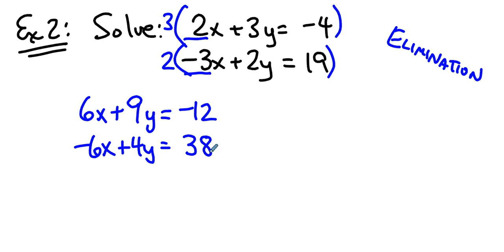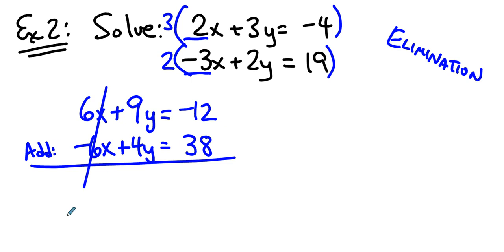But what's the advantage here? Well, if we add straight down, 6x and negative 6x go away. 9y plus 4y, negative 12 plus 38, and oh look, that solves really nicely. y is 2. How do we find an x? Well, that's not bad either.